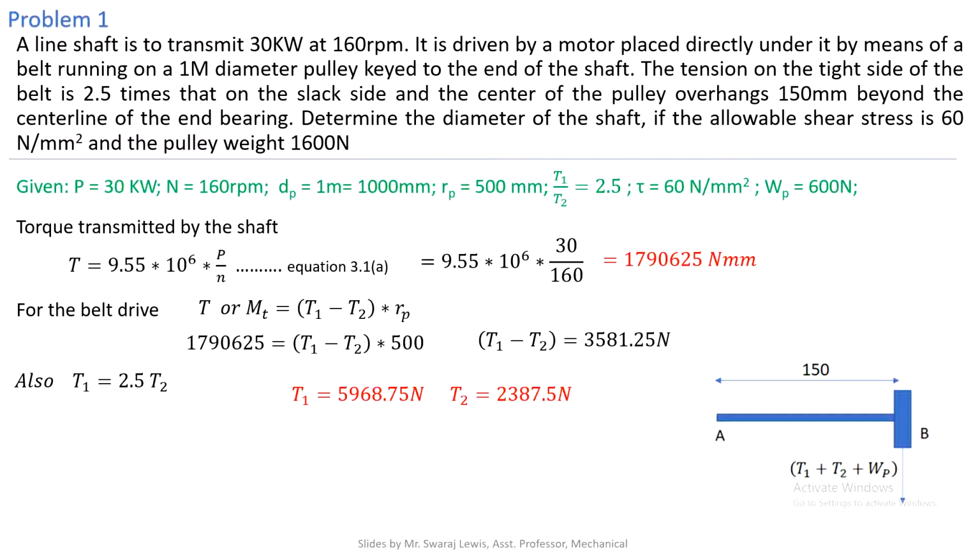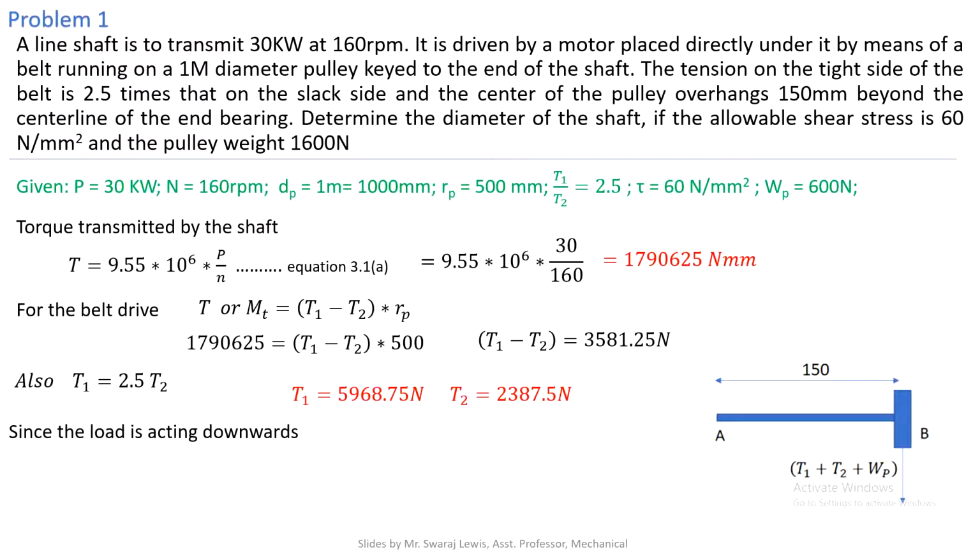Remember, whenever we have a belt drive, you have to use this equation. Torque equals T1 minus T2, the difference in the tension into radius. That will give you the torque. And the general equation for the torque, you know. So using that you get the answer. This is only for the torque.